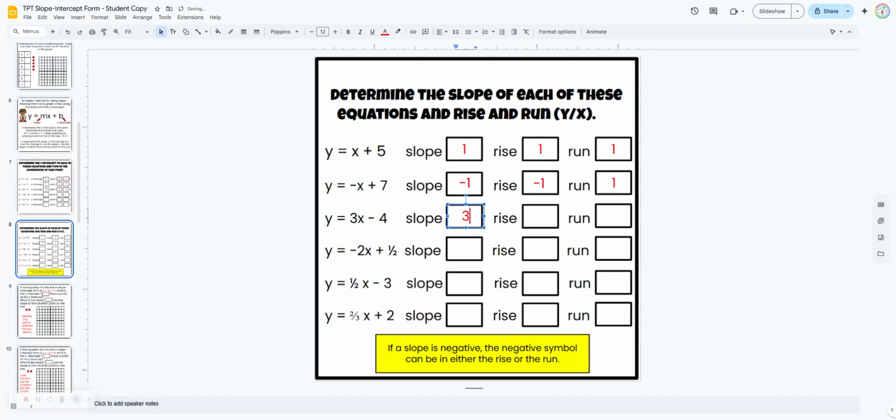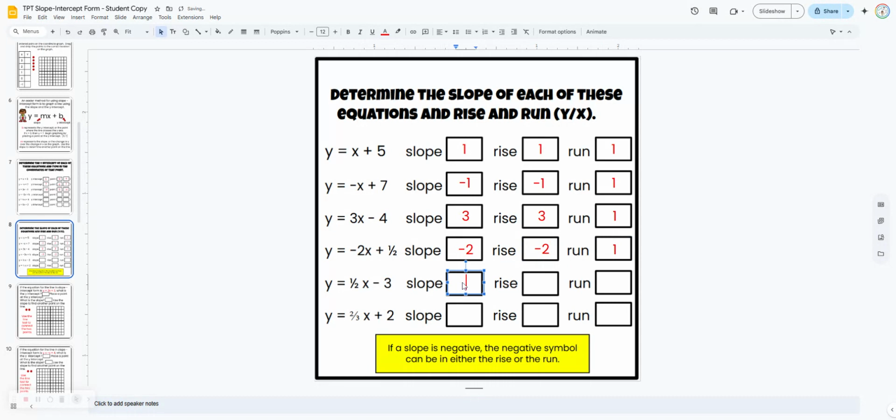Now here we have a slope of 3. If it's in fraction form, that's 3 over 1. So we're going to rise 3 and to the right 1. Here the slope is negative 2. So we're going to rise, which direction? If it's negative, that means we're going to move down 2 and then to the right 1.